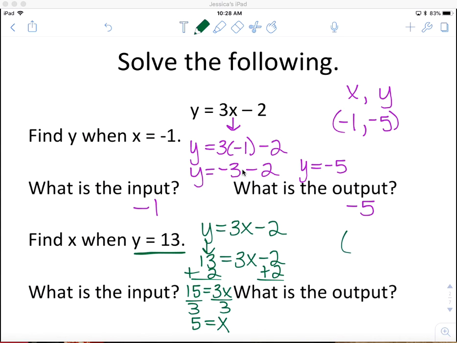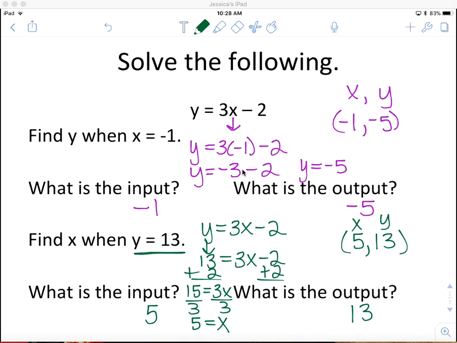Again, if you think about this as a coordinate, I would write this as 5, 13, because we always write x first and y second. In other words, I was given the output, I knew the output was 13, and then I found that the input was 5.